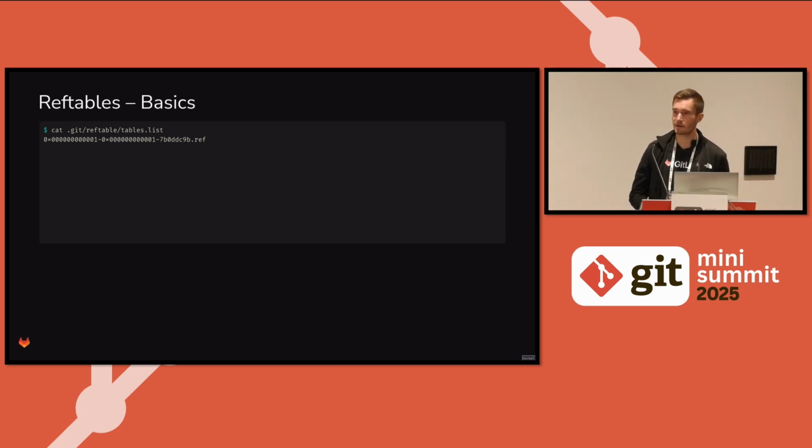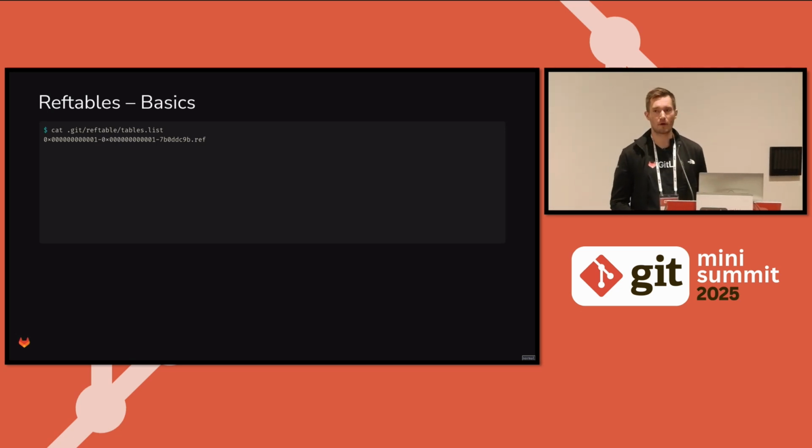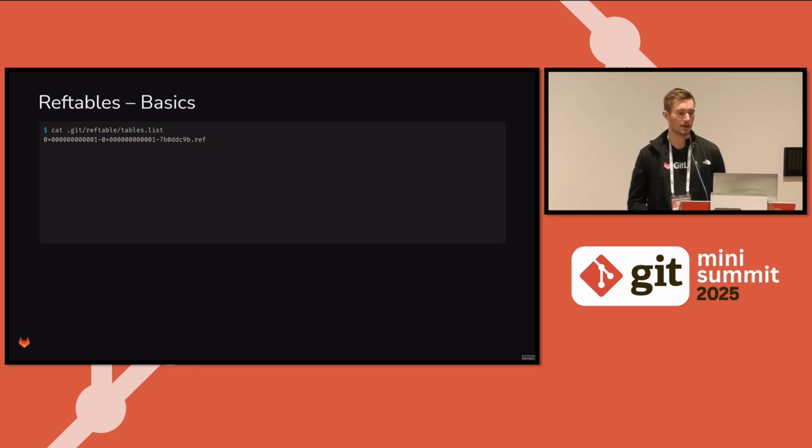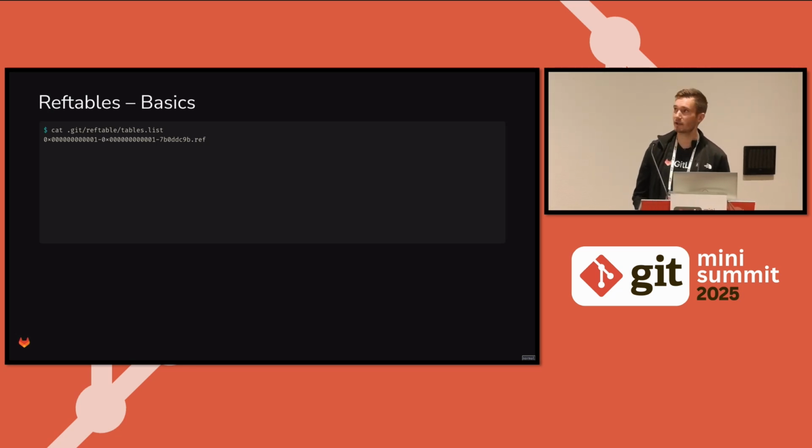You can get a consistent snapshot of all the references in your repository by reading the tables.list file and then reading and loading all of the reference tables. And you can perform an atomic update in the repository for multiple references by writing a new table, writing a temporary tables.list file, and then atomically renaming the temporary file into place.